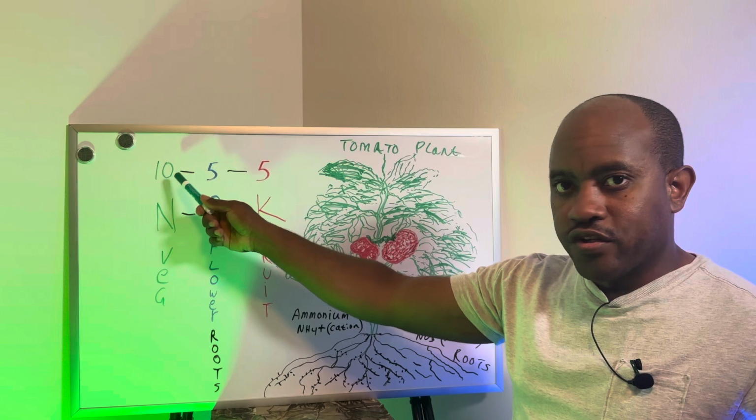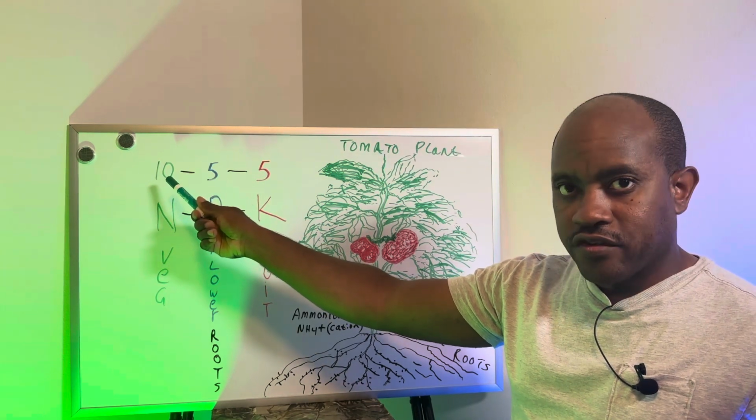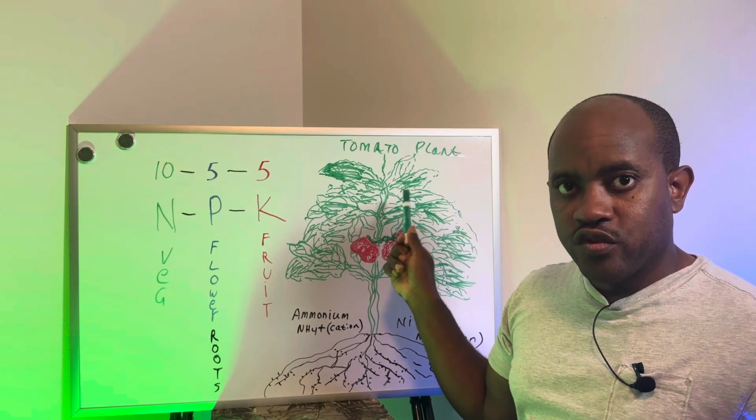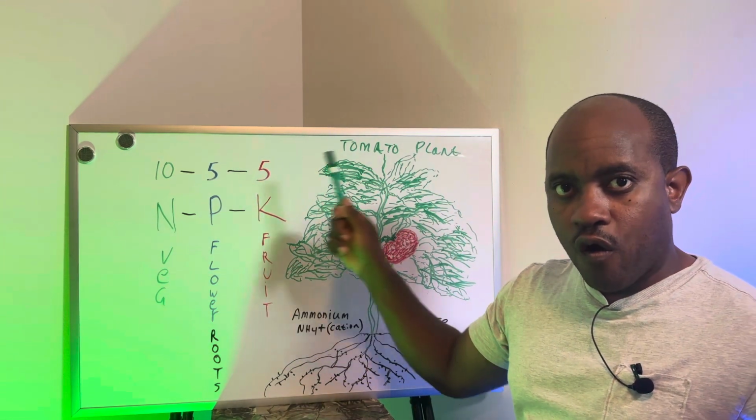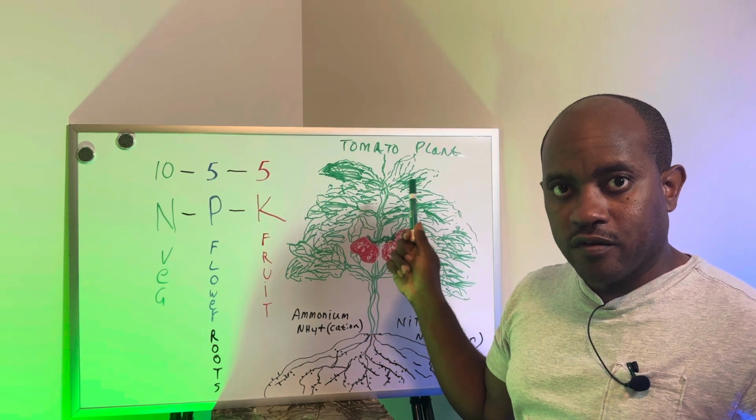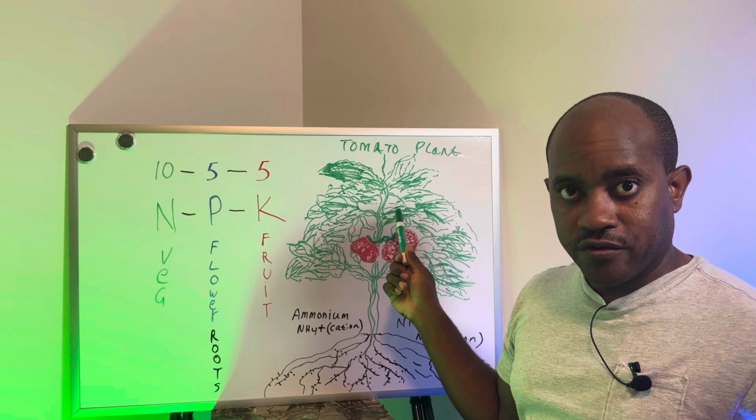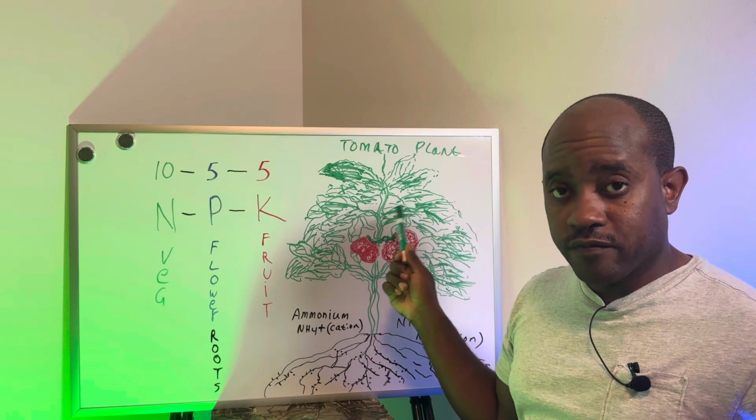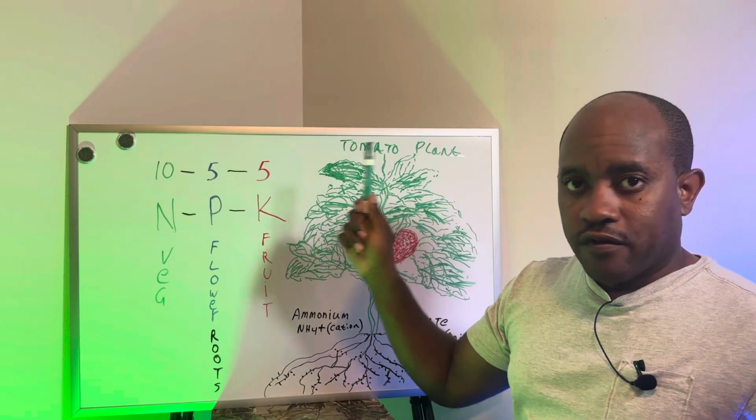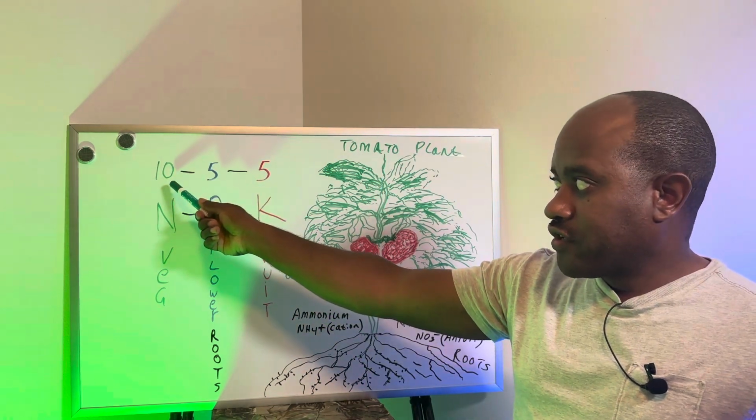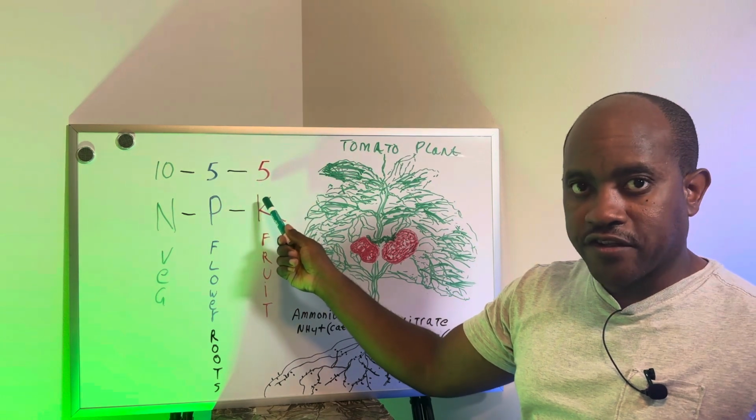Now, why is this so important that you pay attention to your nitrogen? High nitrogen triggers this plant to do only one thing: vegetative growth. All you're going to get is a plant full of leaves, and you're not going to get much of anything in the form of fruit. You may get some fruit, but you may get only a few. You want to look for fertilizers where the nitrogen number is actually lower than your phosphorus and your potassium.